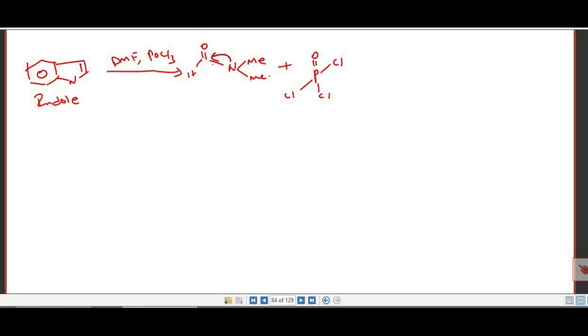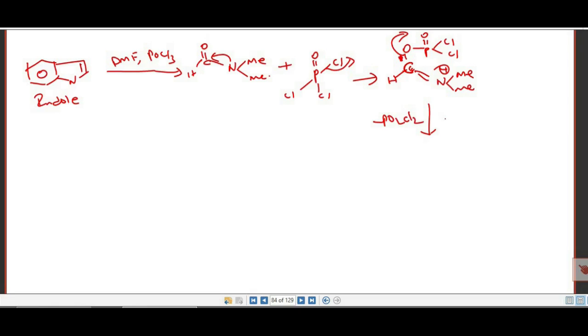Now this bond shifts here, and chlorine shifts here to give you a product like this. And here this shifts, minus PO2Cl2, and one Cl minus will be added to give CHCl, N plus, Me.